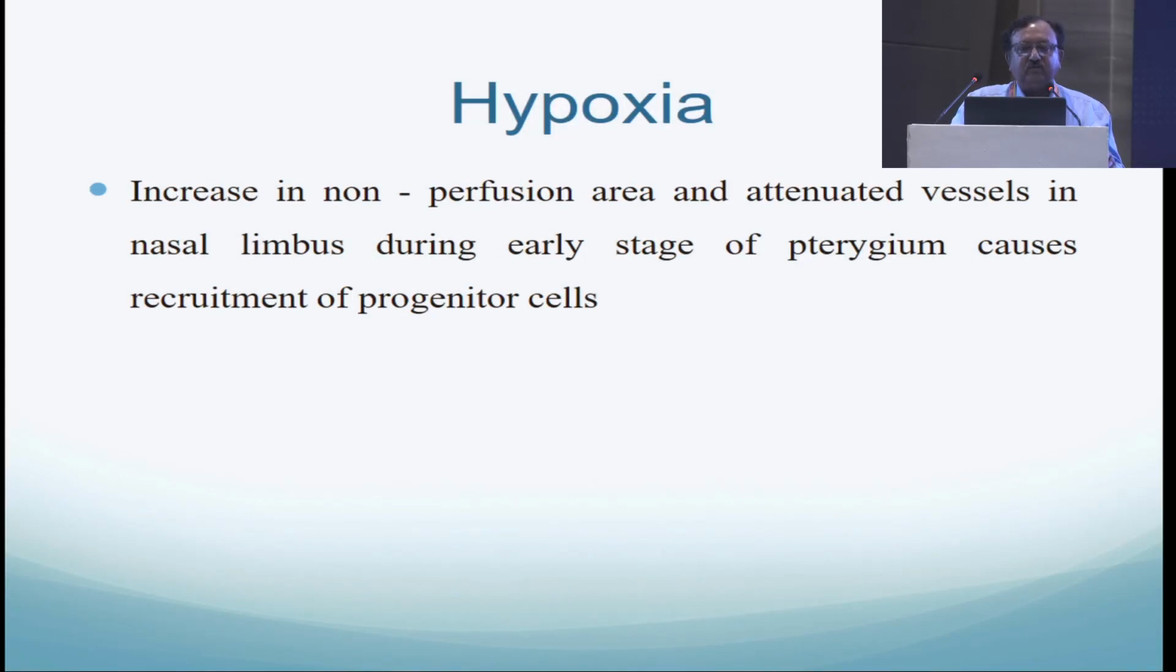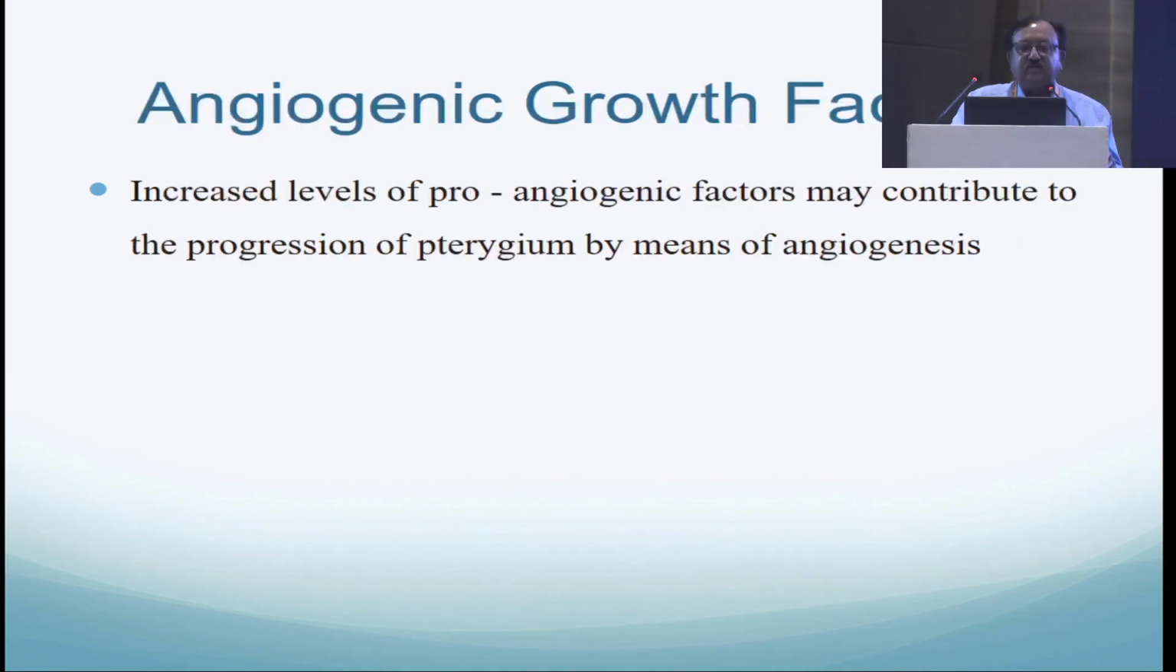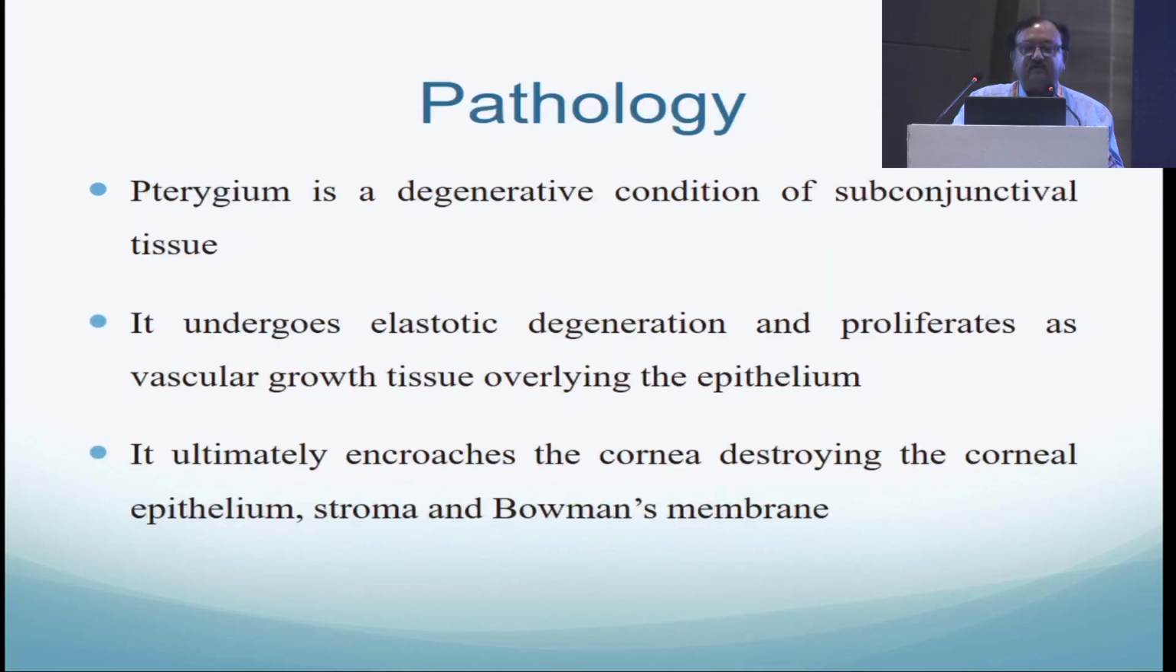Hypoxia is also one of the major risk factors. Increase in non-perfusion area and attenuated vessels in nasal limbus during early stage of pterygium causes recruitment of progenitor cells. Infection with herpes simplex virus and human papilloma virus have also been suspected as risk factors. This is very important: angiogenic growth factors. Increased level of pro-angiogenic factors may contribute to the progression of pterygium by means of angiogenesis.